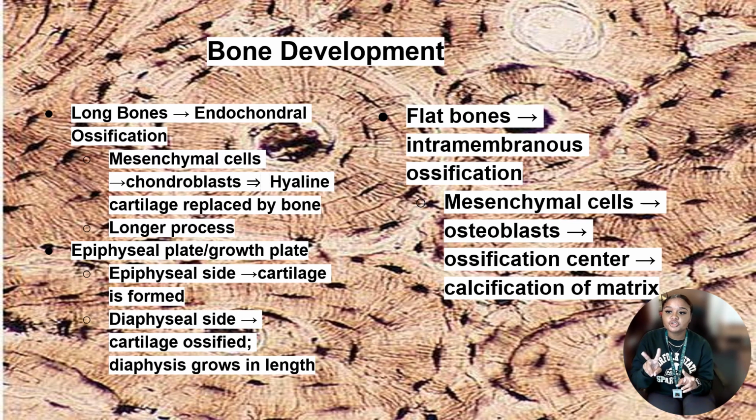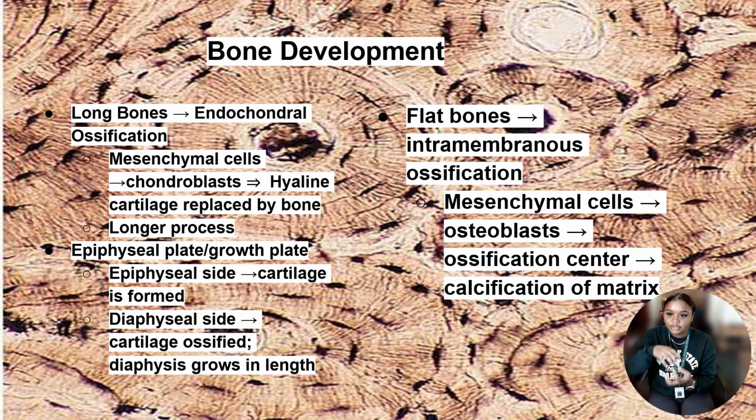Okay, bone development. You've got two different types: endochondral ossification and intramembranous ossification. Endochondral ossification is for your long bones, and that helps with bone lengthening. Your flat bones undergo intramembranous ossification for that calcification matrix. So let's do long bones first. For endochondral ossification, you use your mesenchymal cells. Remember I went over mesenchymal stem cells as one of your connective tissue types. These mesenchymal cells will differentiate and specialize to become chondroblasts. Those chondroblasts will make hyaline cartilage.